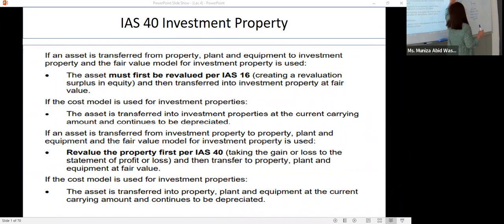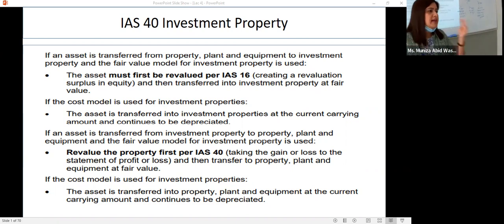If, for example, we are shifting from IAS 16 to IAS 40 and under IAS 40 the cost model is being used, then we have to transfer our asset at its current carrying amount. Carrying amount is cost minus accumulated depreciation, is it? And afterwards, it will continue to be depreciated. Clear, everyone? Now, see the second case.